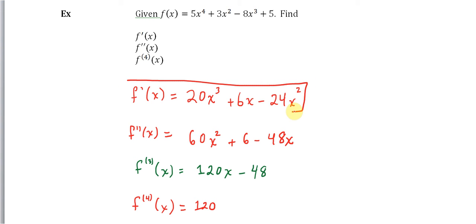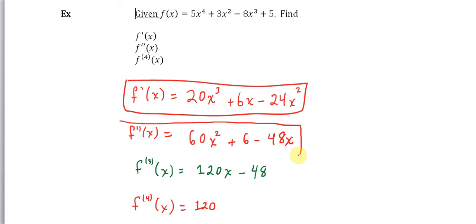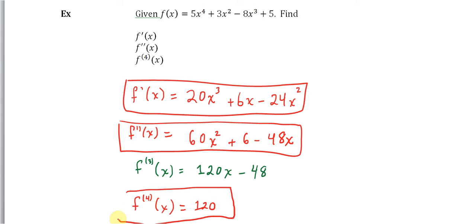So here are my solutions that I'm boxing in: f prime of x, f double prime of x. Okay, so that's some of the way we pronounce it, f double prime. And then this last problem here is just the fourth derivative, or f quadruple prime. But the 4 in the superscript with the parentheses is a more succinct and brief way to state that solution.